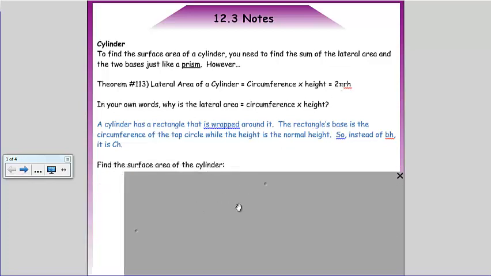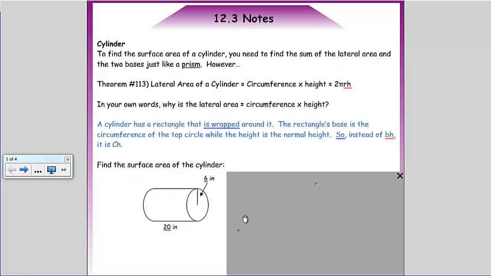So your job next is to find the surface area of the cylinder. I showed a cylinder really quick. You could pause the video, try it on your own, and then restart the video in a moment. We're going to show our answer right now though.